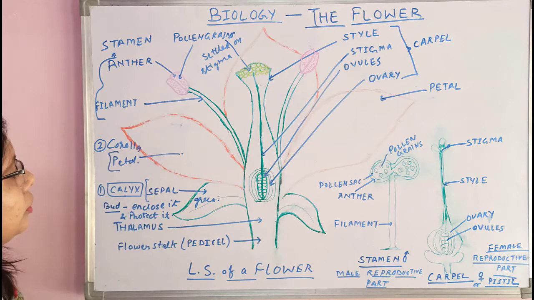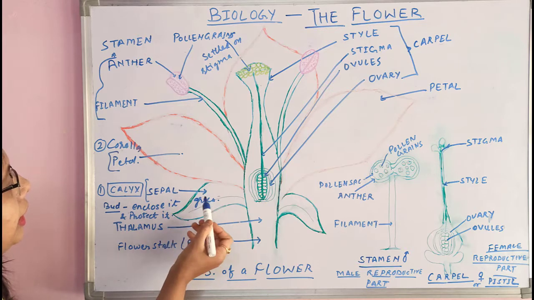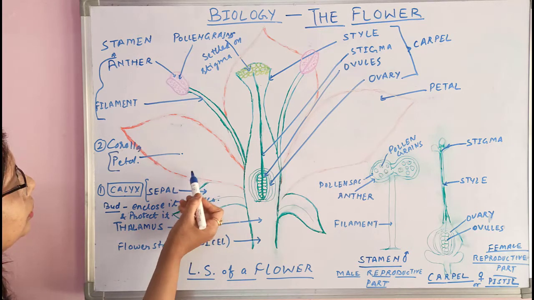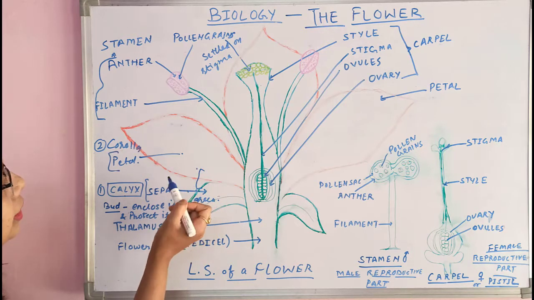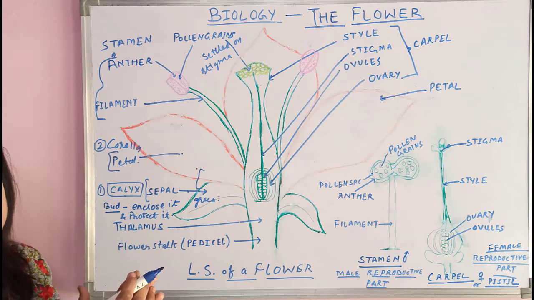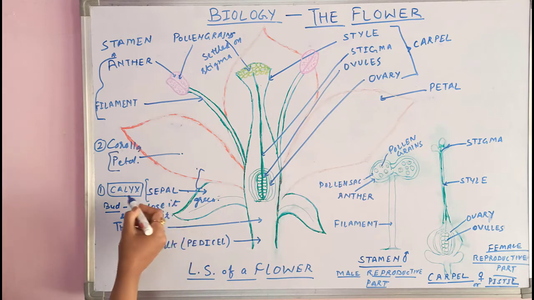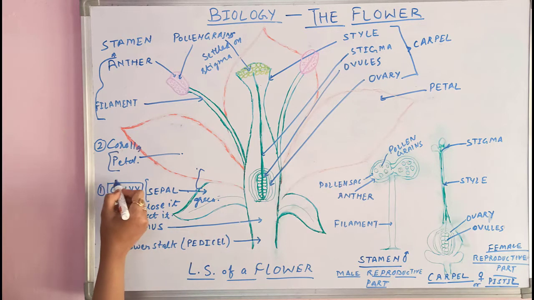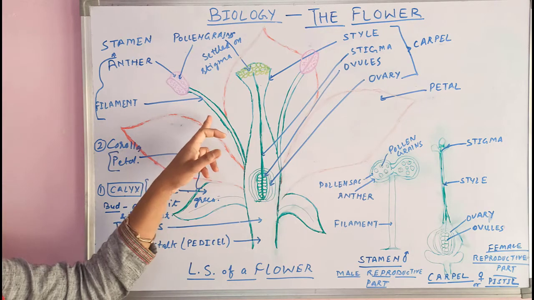In some cases, what happens? Sepals remain absent in some flowers, and in some, petals are fused with sepals. Sepal and petal both are fused together in some flowers. So this one is the first whorl, calyx. This one is the second, corolla, and now we come to the third whorl.